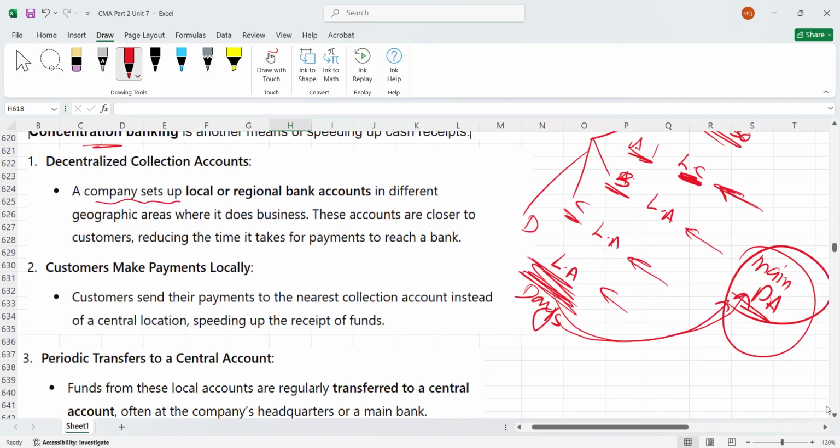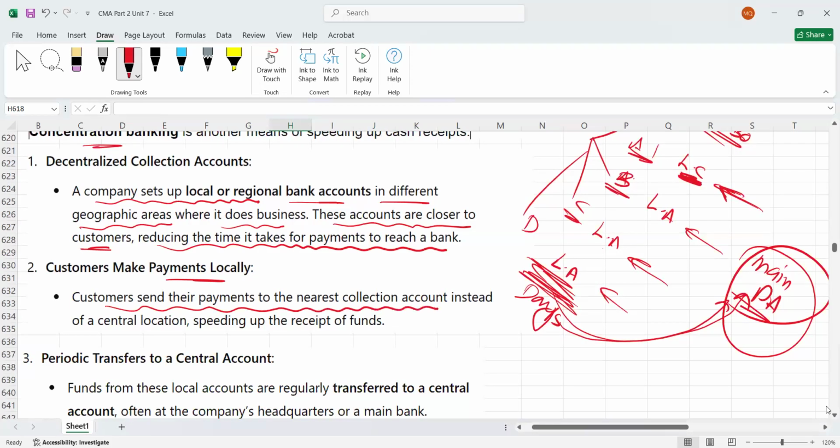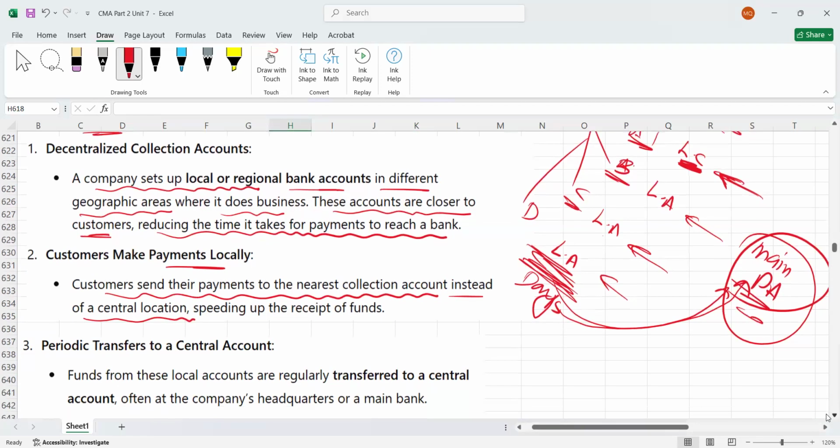Number one, a company sets up a local or regional bank account in different geographic areas where it does business. These accounts are closer to the customers, reducing the time it takes for payment to reach a bank. So first we will have local accounts. Customers make payments locally. Customers send their payments to the nearest collection account instead of a central location. We don't send to the main account, they will go to local accounts. Okay, they will deposit cash there.